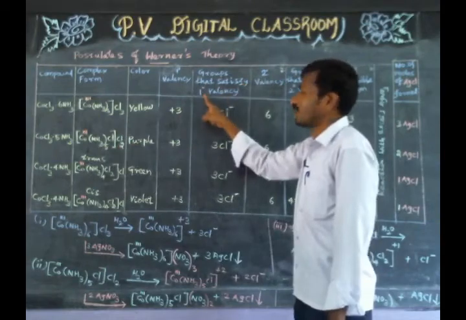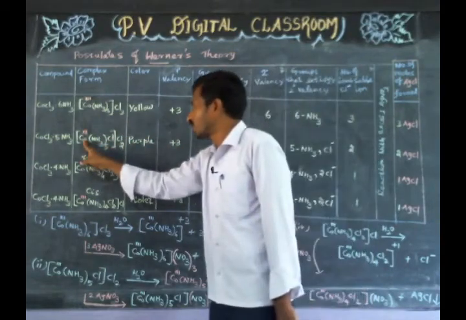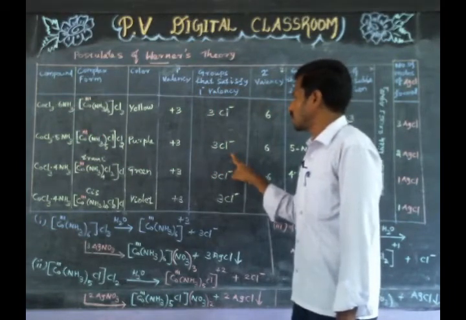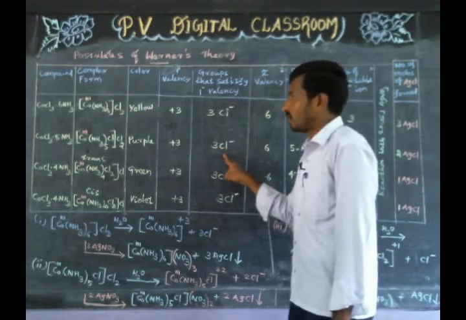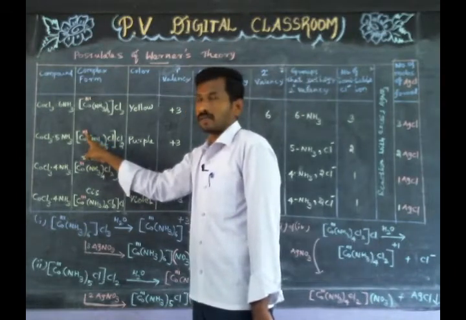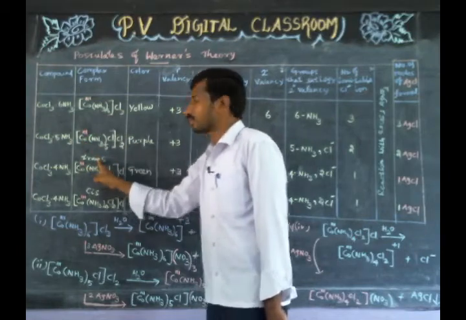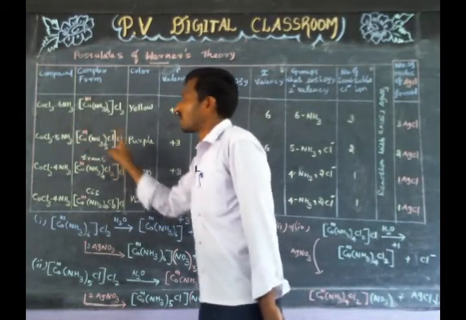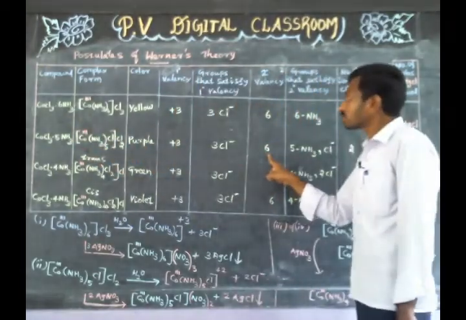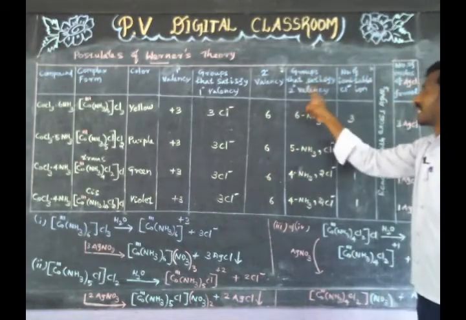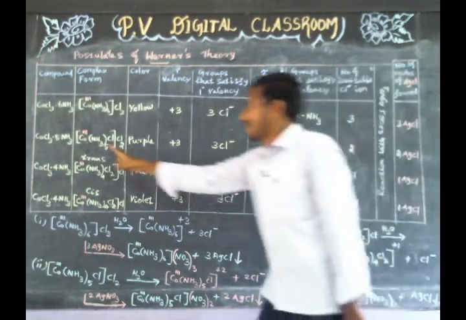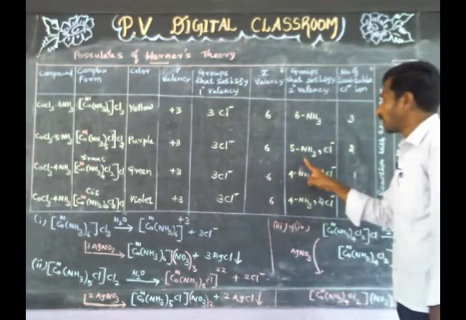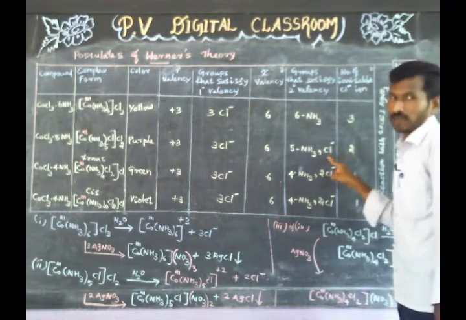Groups that satisfy the primary valency of the central atom of this compound are 3 Cl- ions. These 3 Cl- ions neutralize the charge on the central atom of this compound. Secondary valency of the central atom of this compound is 6. Groups that satisfy the secondary valency of the central atom of this compound are 5 ammonia molecules and 1 Cl- ion.